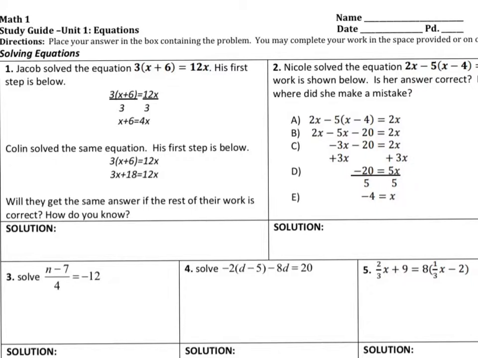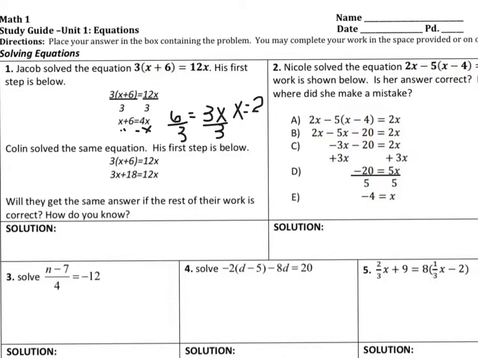So he's going to get rid of the 3, and he's left with x plus 6 equals 4x. And if he were to continue to solve that, he would probably subtract that x over, leaving him with 6 is equal to 3x. And then he would divide both sides by 3, and he would get x equals 2.